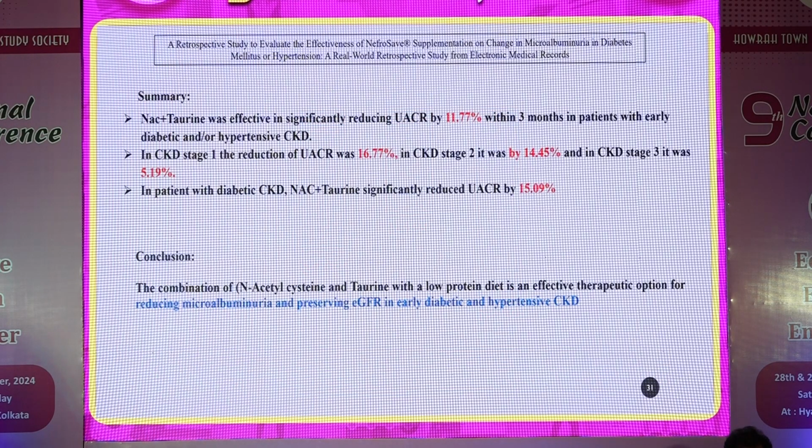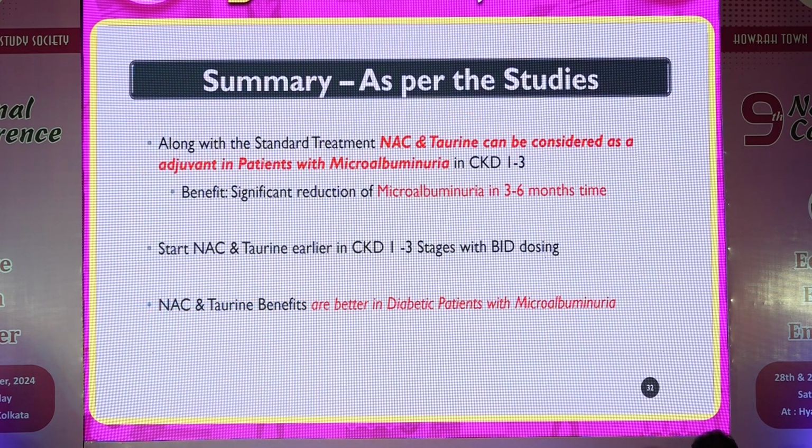So to summarize this study, NAC-taurine was effective, significantly reducing urine ACR by 11.77% within 3 months in patients with early diabetic and or hypertensive CKD. And CKD 1, the reduction of urine ACR was 16%, 2 was 14%, and 3 was 5.1%. So in patients with diabetic CKD, definitely NAC-taurine significantly reduced the urine ACR, compositely around 15.9%.